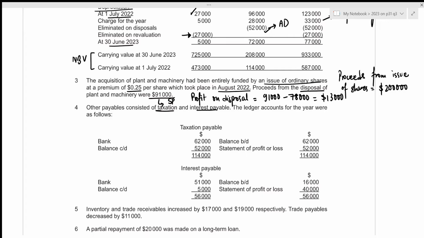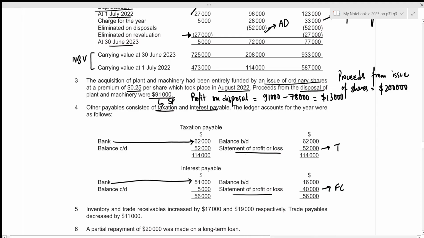And since we are given ledger accounts for taxation payable and interest payable, this makes it very easy, because the amount under the heading of statement of profit or loss is going to be the tax for the year and interest for the year. So this is the tax for the year, this is the interest for the year, which goes towards our finance cost. Then the amount under the heading of bank is the actual amount paid. So the actual tax paid is 62,000 and the actual interest paid is 51,000.